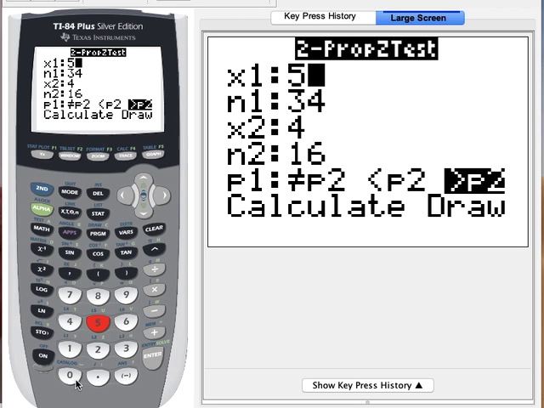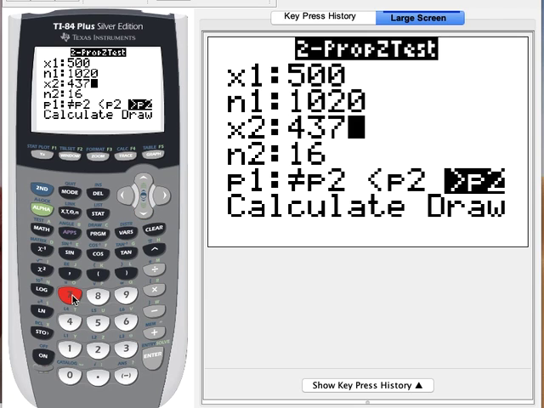So 500 successes in March out of a total of 1,020. Then in April, we had 437 successes. That's out of a total of 1,017.